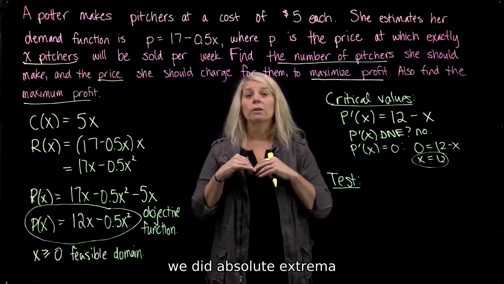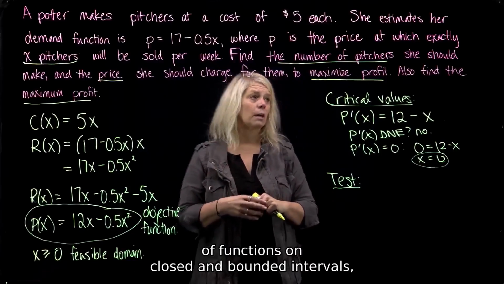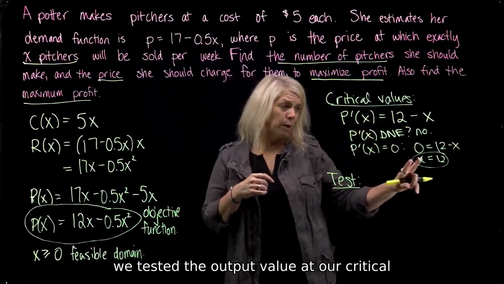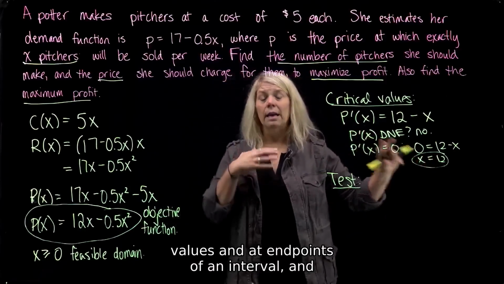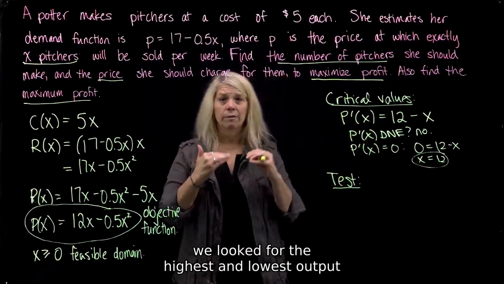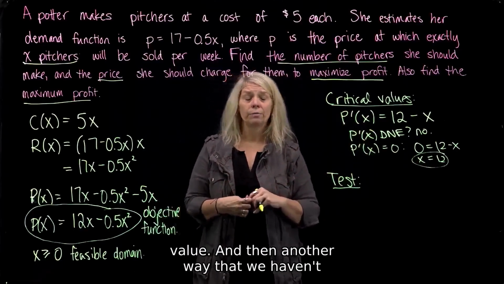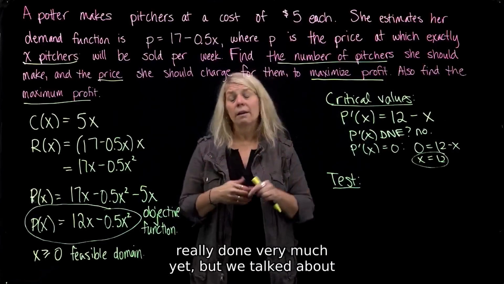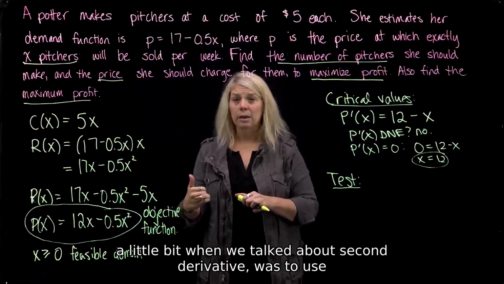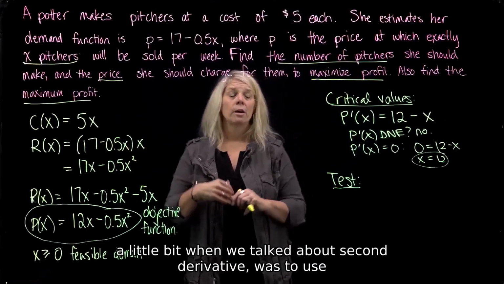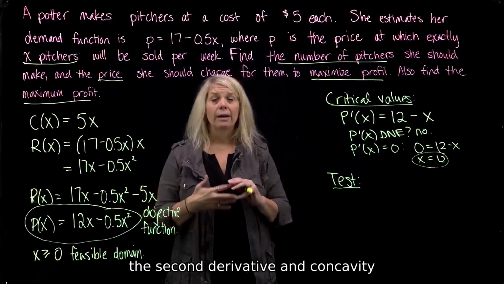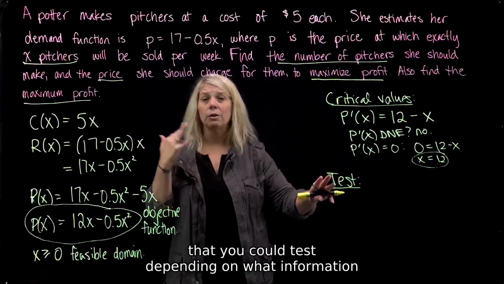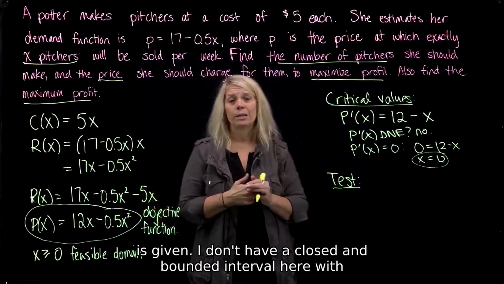When we did absolute extrema of functions on closed and bounded intervals, we tested the output value at our critical values and then at endpoints of an interval, and we looked for the highest and lowest output value. And then another way that we haven't really done very much yet, but we talked about a little bit when we talked about second derivative, was to use the second derivative and concavity to test. So there are several different ways that you could test depending on what information is given.